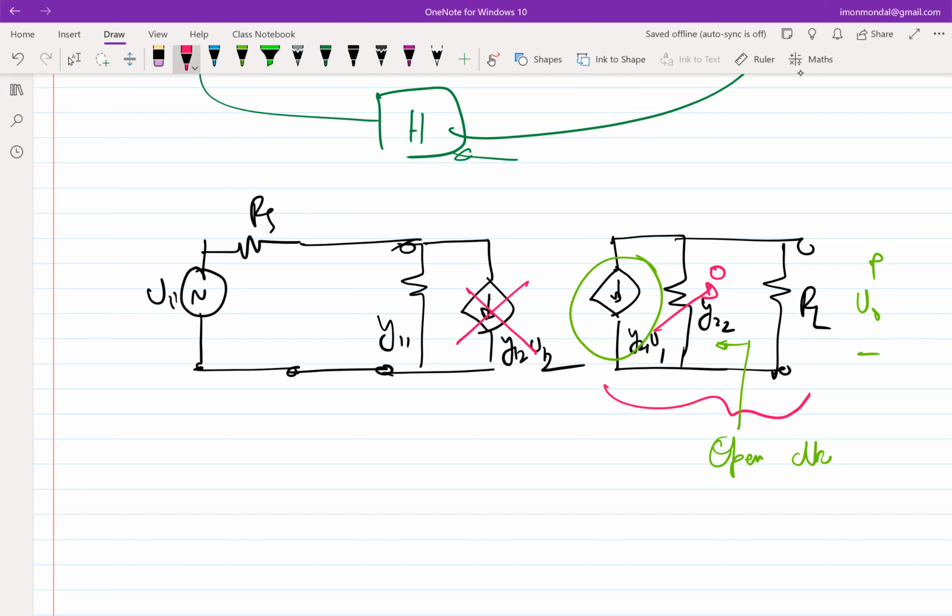Similarly, if I try to understand why Y21 should be very high, this is quite self-evident in this case. Y21 is responsible for taking the signal from the input port to the output port. We would want that to be as high as possible.